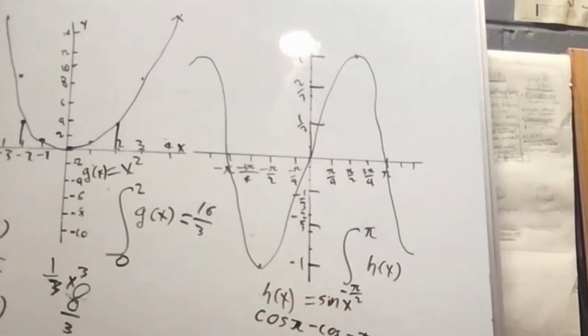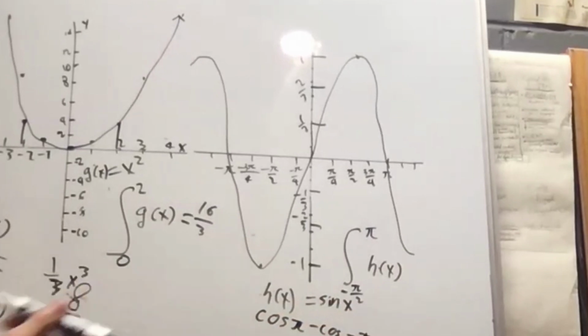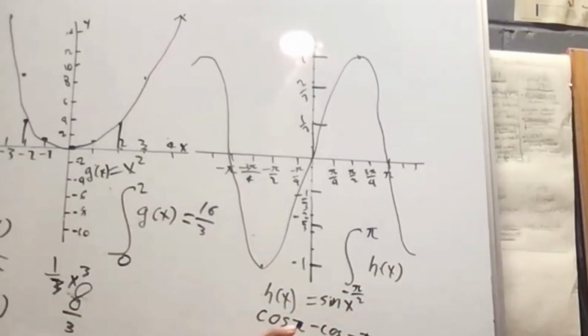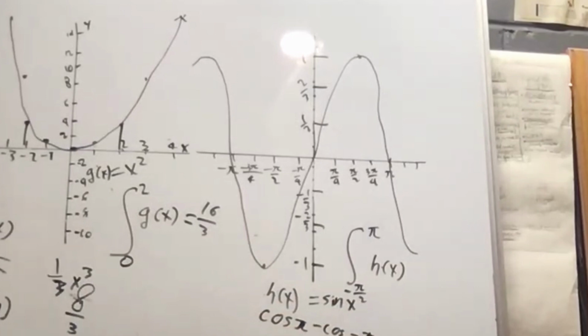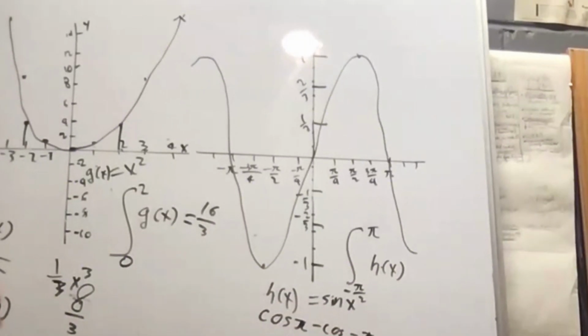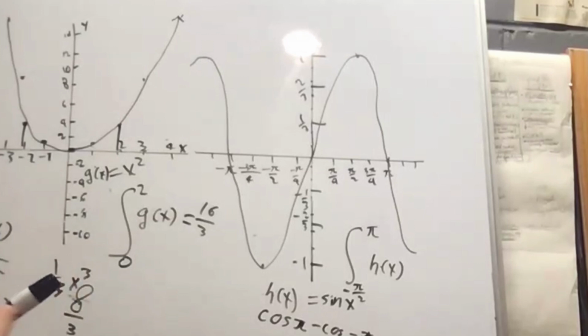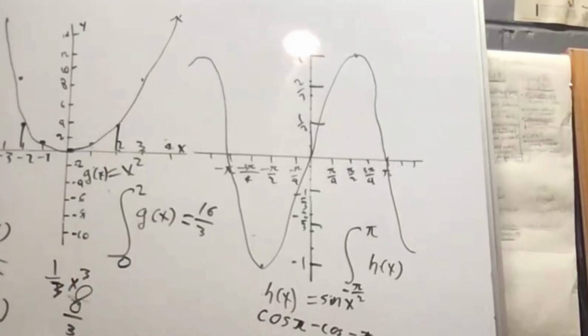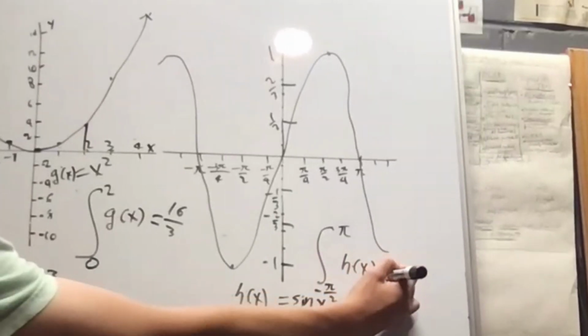-π/2. Using our trigonometry charts, we see that cosine of pi is equal to -1, and cosine of -π/2 is equal to 0. So we get -1 minus 0, which equals -1. So therefore, this is also equal to -1.